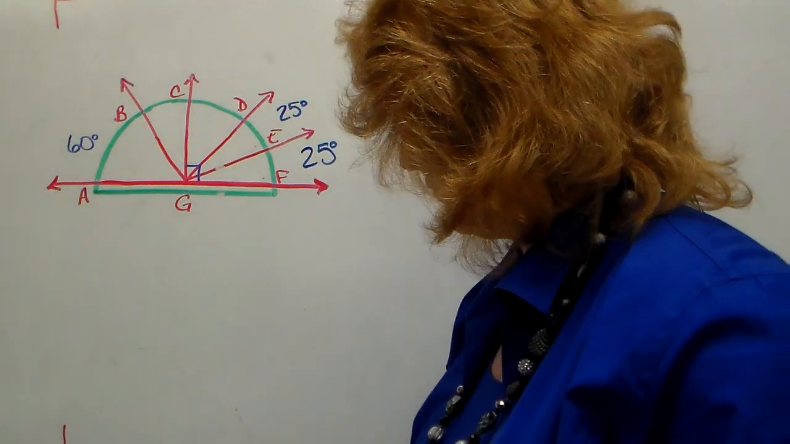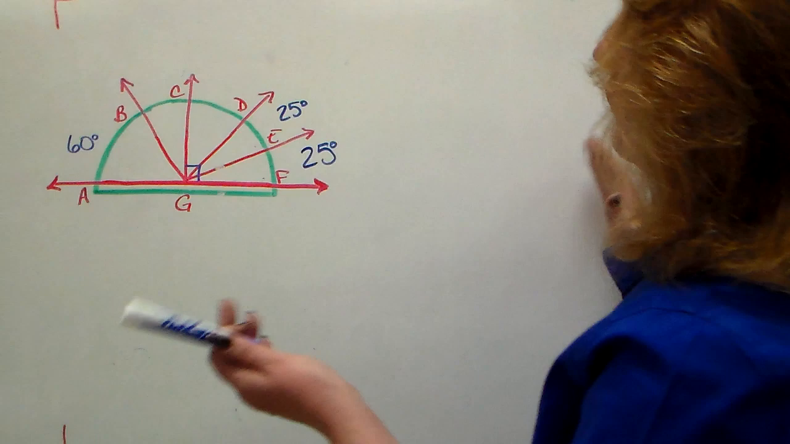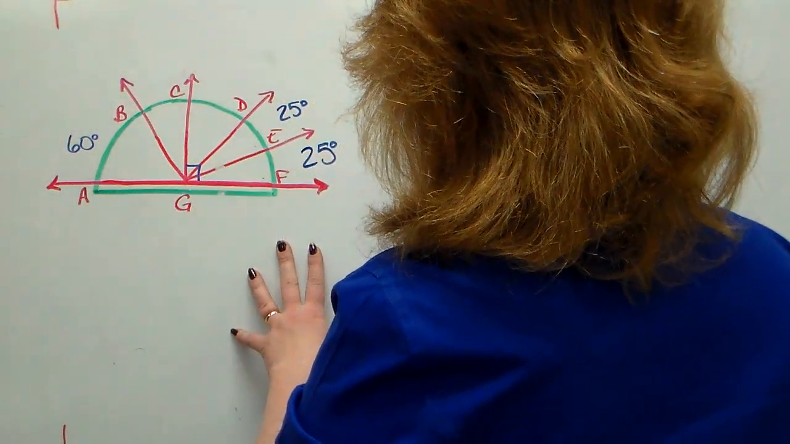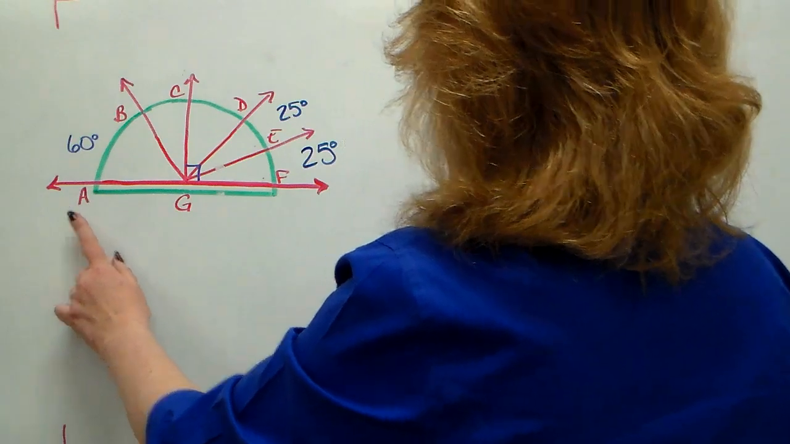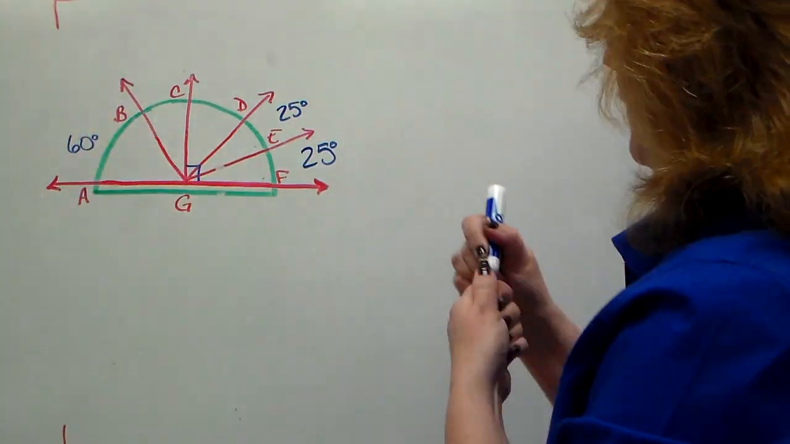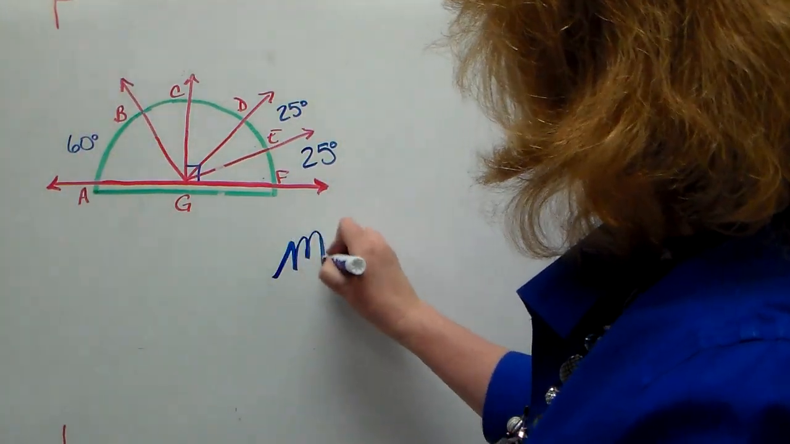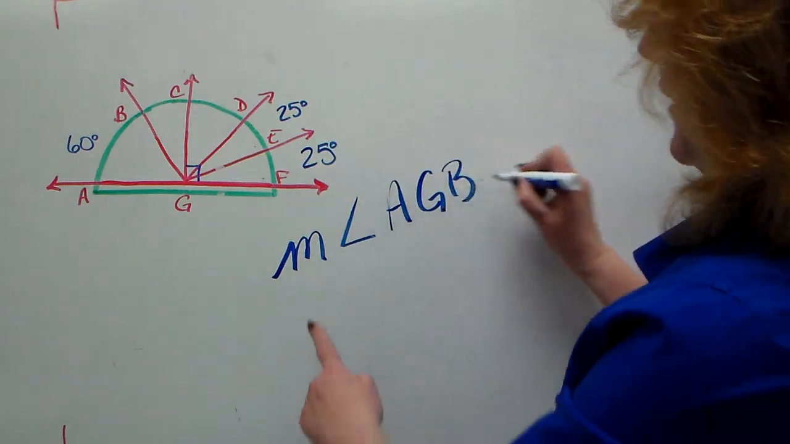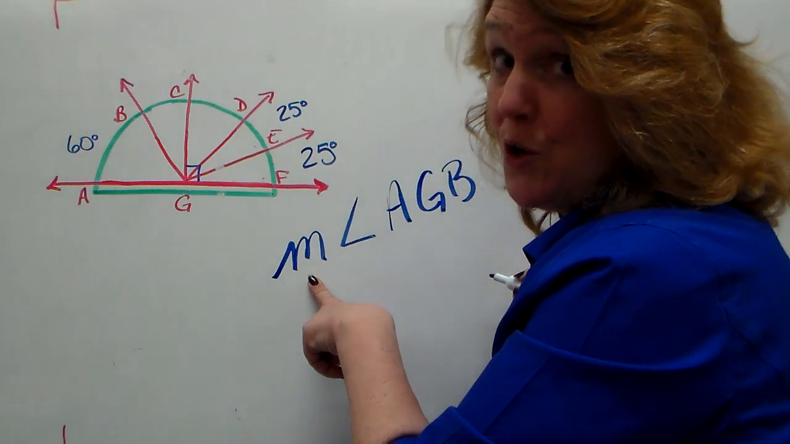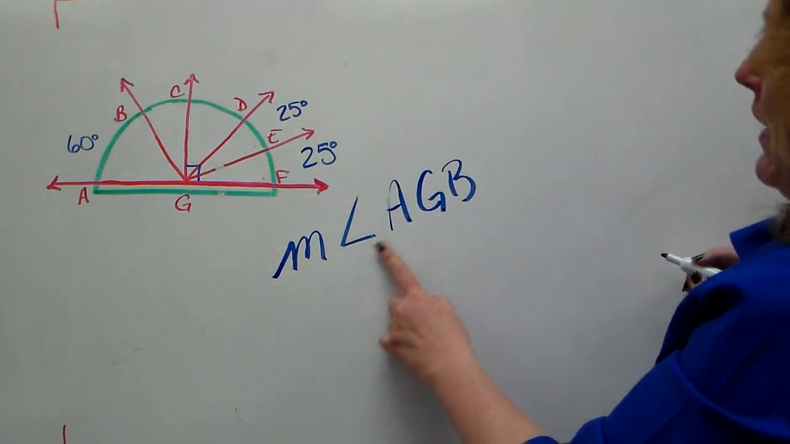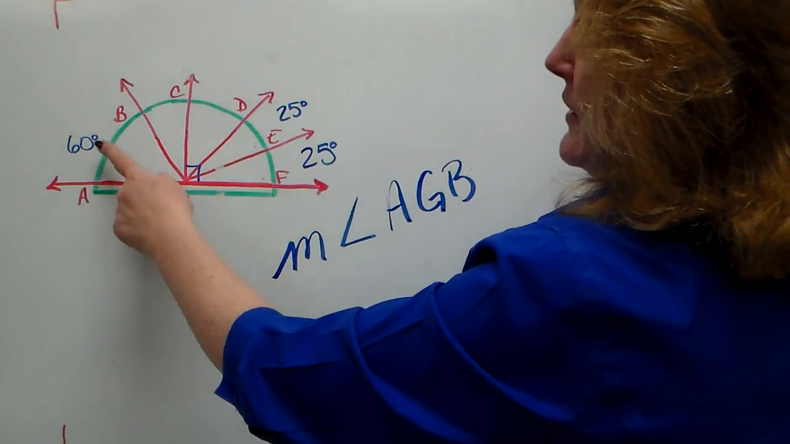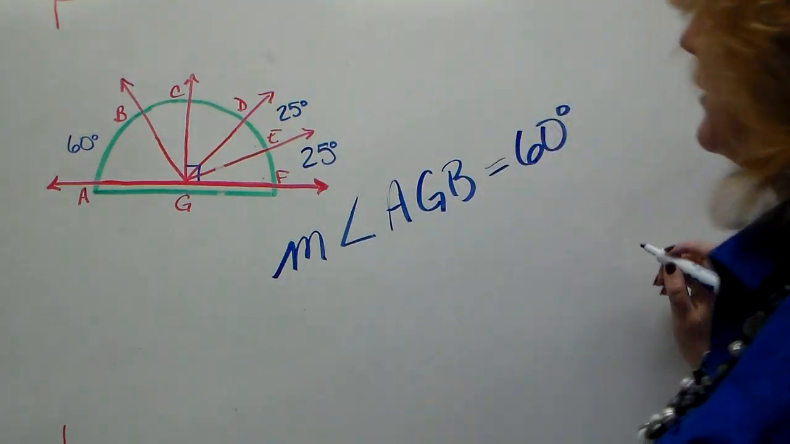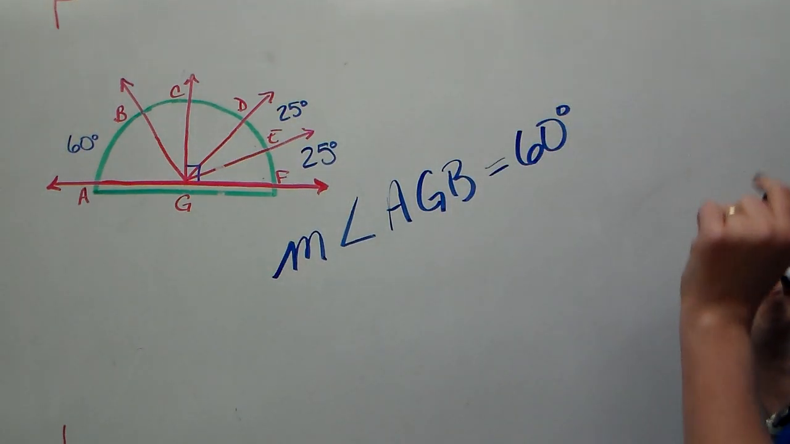So I've got, let's see, I'm going to choose angle AGB. Now the measure of angle AGB, check it out, measure, shorthand. The measure of angle AGB is 60. How do I know that? Well, it tells me. That's cool. 60 degrees. Degrees. Please don't forget that part.